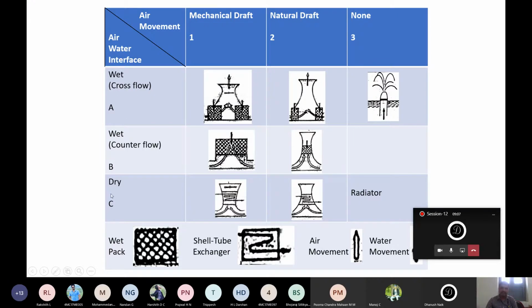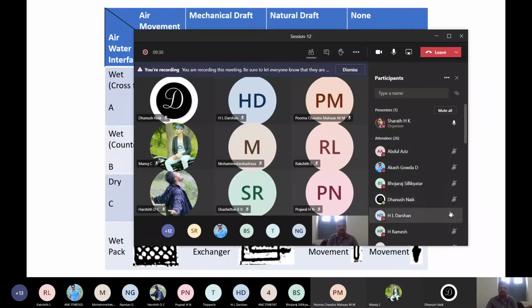Next, for air water interface, there are three possibilities. It may be wet or dry. In wet, again cross flow and counter flow. These figures represent the possible solutions. When you combine cross flow and mechanical draft, this is the solution you are going to get. Before going to that, what do you mean by draft? Here they use the terms mechanical draft and natural draft.